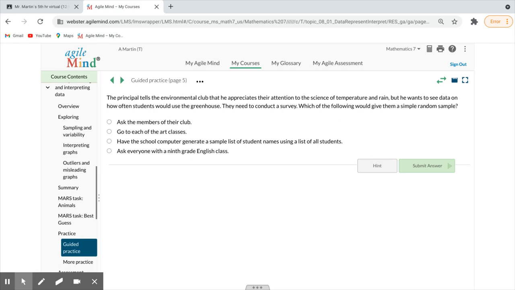What do you see here? Let's go with Natalia. I want you to read this. The principal tells the Environment Club that he appreciates their attention to the science of temperature and rain, but he wants to see data on how often students would use the greenhouse. They need to conduct a survey. Which of the following would give them a simple random sample?